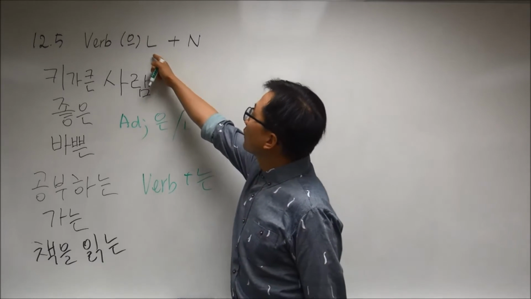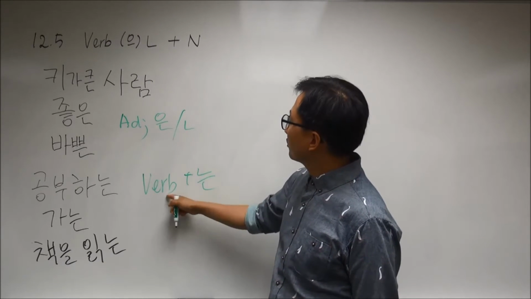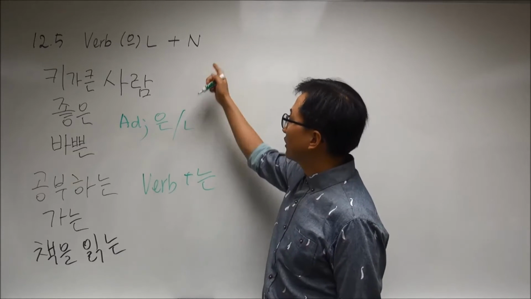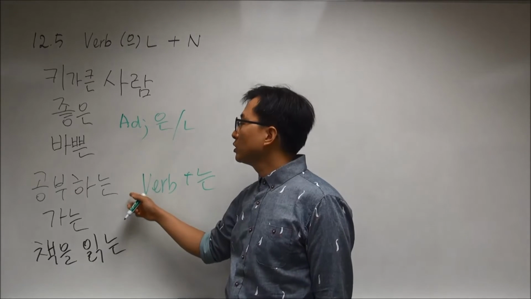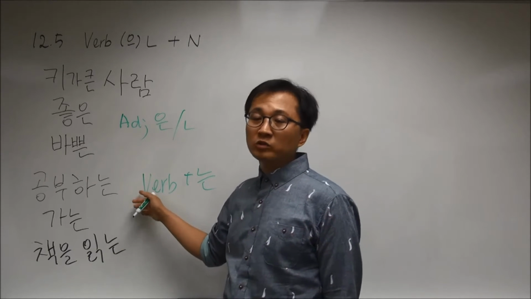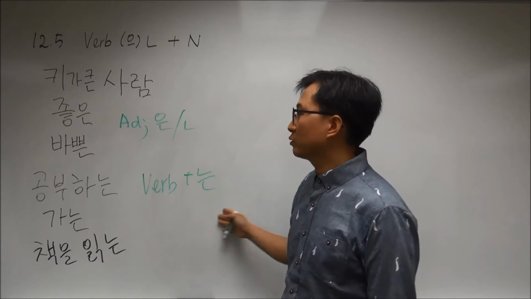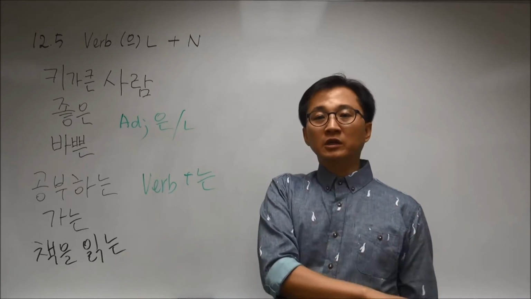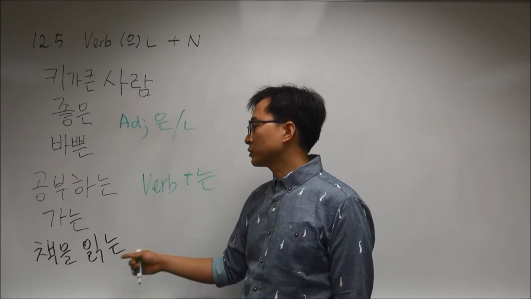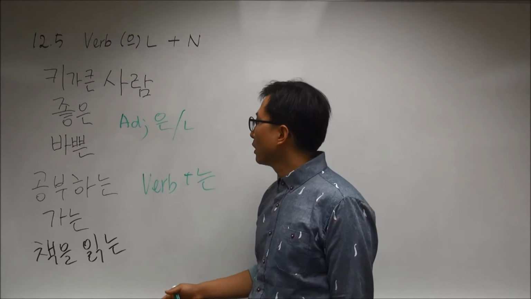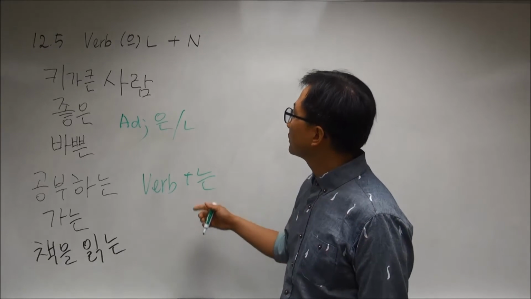Today we'll talk about verb noun modifying form for the past. Something like this. A person who is not studying right now but who studied before. A person who studied Korean last year but not anymore, or something like that. A person who went. A person who read a book. Then what kind of form do we use?